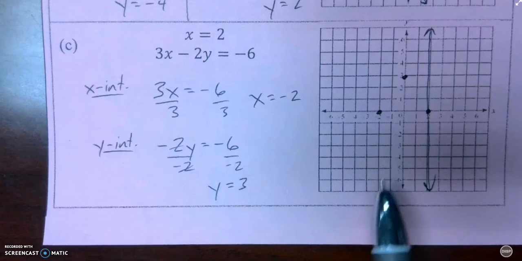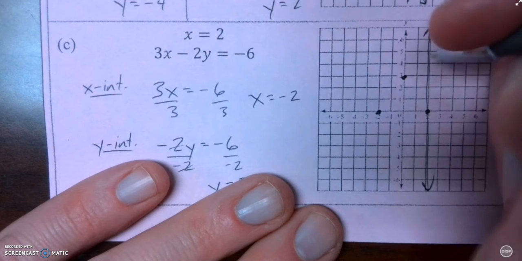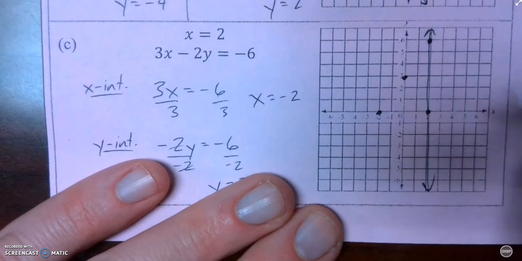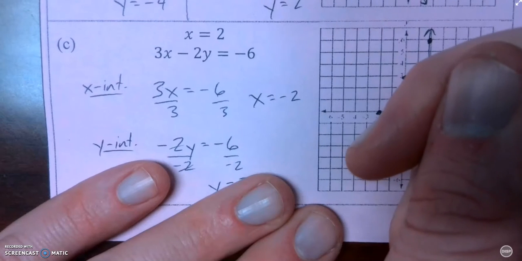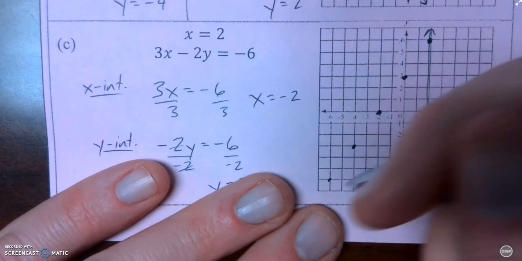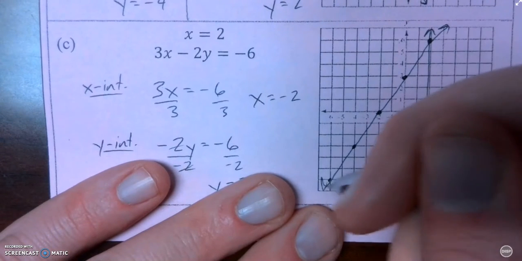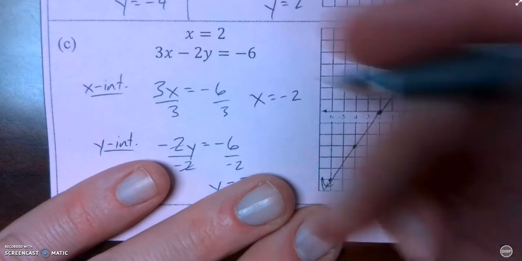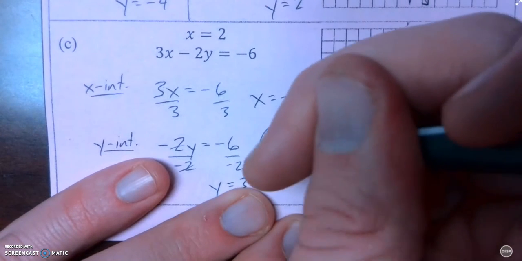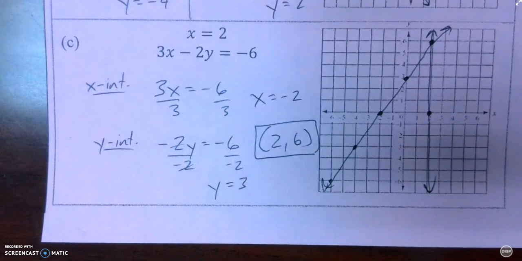And it looks like my pattern for graphing is up 3, right 2. So I'll do more, up 3 and right 2. Or I can go left 2 and down 3. But I already know where these are going to cross. My solution is this point right here. It's 2, 6. Okay, and we've got it.